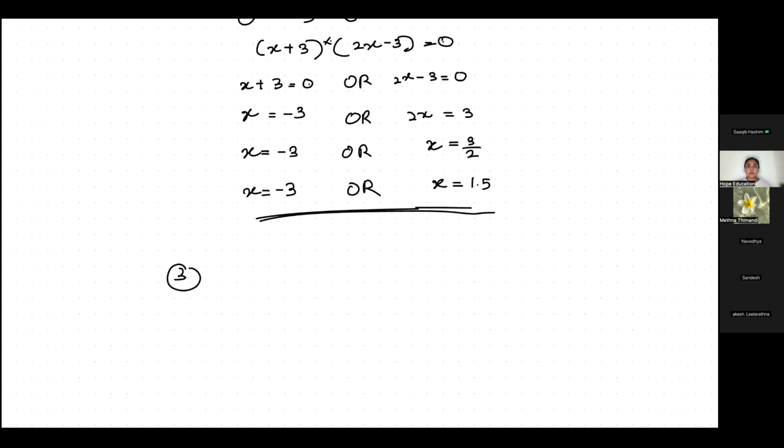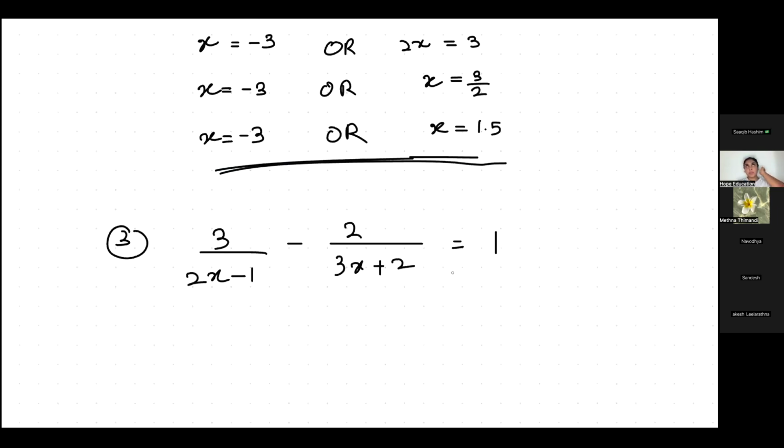One of them is this: 3 over 2x minus 1 minus 2 over 3x plus 2 equals 1. When you get a question like this, our aim, our goal should be to convert this to a quadratic equation. Then we can simplify this. They ask a question like this in this way.